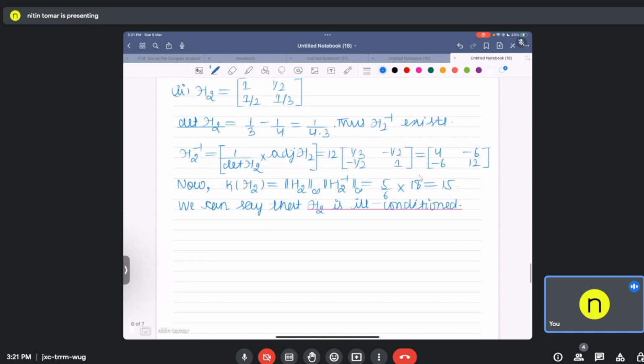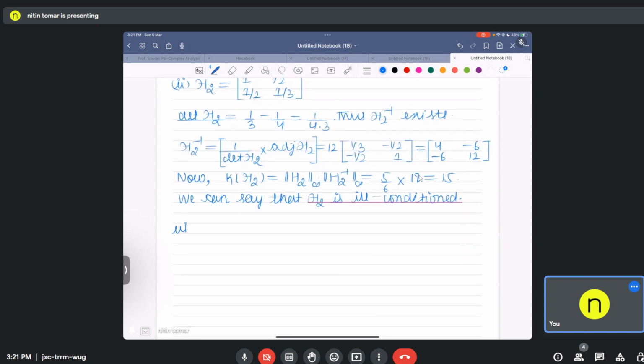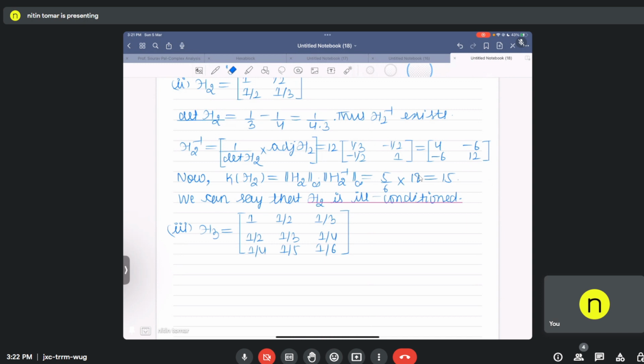So now let us go to the last one, H3. The Hilbert matrix H3. What will it be? 1, 1 half, 1 by 3; 1 half, 1 by 3, 1 by 4; 1 by 4, 1 by 5 and 1 by 6. Correct? Am I correct? Oh, the last row, sorry, starts from 1 by 3, I think. Yes. Thank you. So it should be 1 by 3, 1 by 4 and 1 by 5.